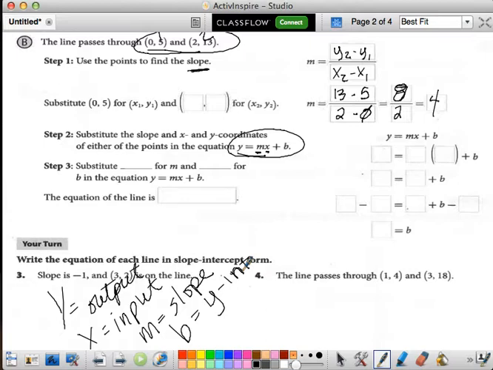Right? So in this case, we're going to substitute 4 for m. And then because I was given my y-intercept up here, I know that when x is 0, my y is 5. So I'm going to substitute 5 for b. Okay, so then my equation of my line would be y is equal to 4 times x plus 5.